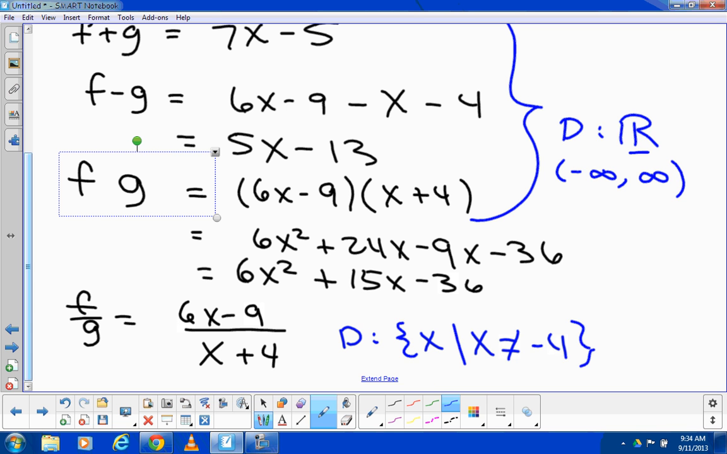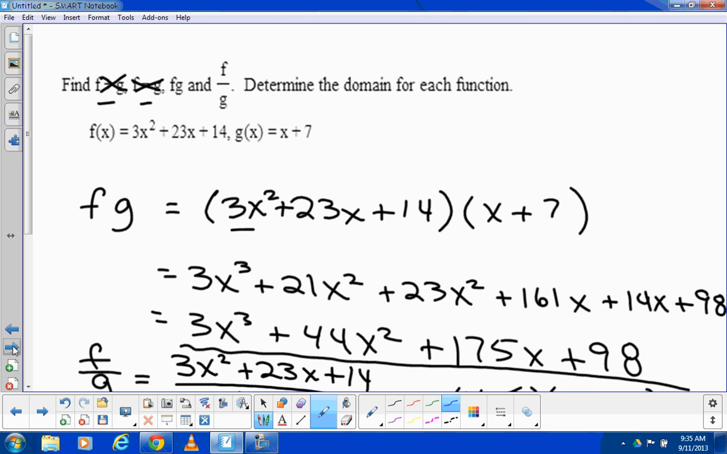Now let's look at the next one. The one that we just did here would be really similar. What would be doing f and g? What's the domain of f? All reals. What's the domain of g? All reals. So the domain of f plus g, f minus g, and f times g would be all reals. We haven't got to a hard one yet. Now, f divided by g will be all reals except for -7.